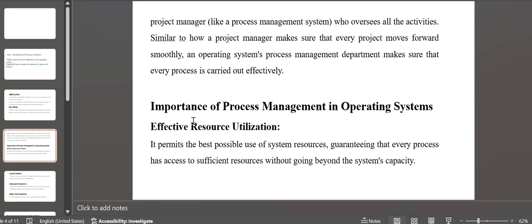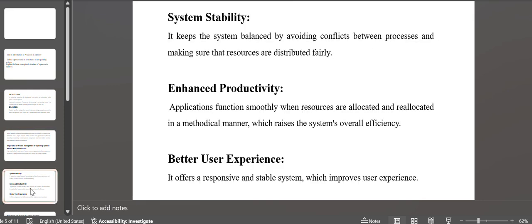And the importance of process management in an operating system: here we can see effective resource utilization. It permits the best possible use of system resources, guaranteeing that every process has access to sufficient resources without going beyond the system capacity. And the next thing is system stability. It keeps the system balanced by avoiding conflicts between the processes and making sure the resources are distributed fairly.